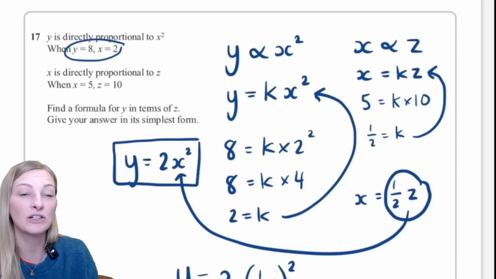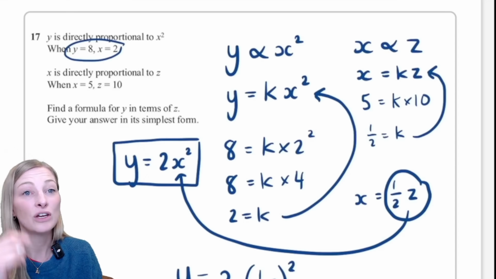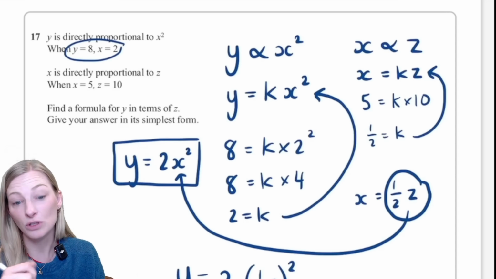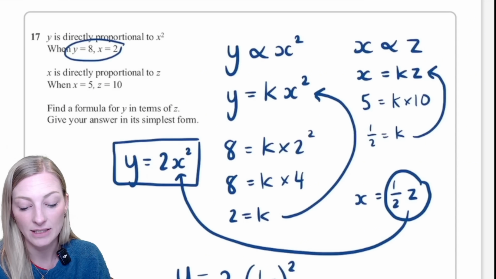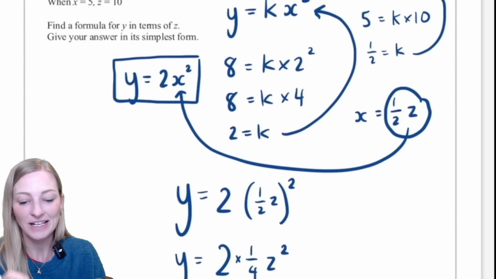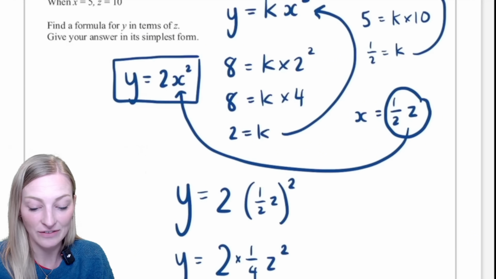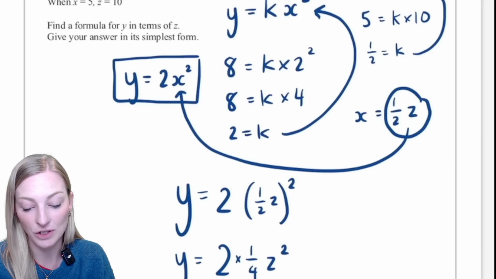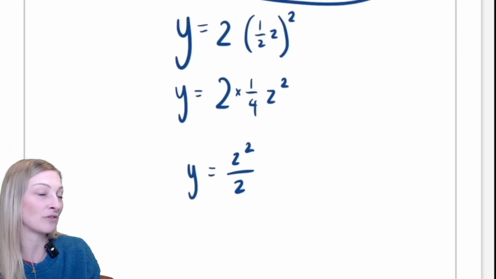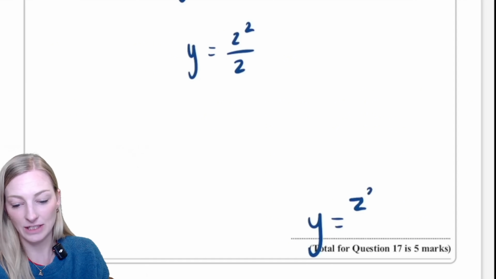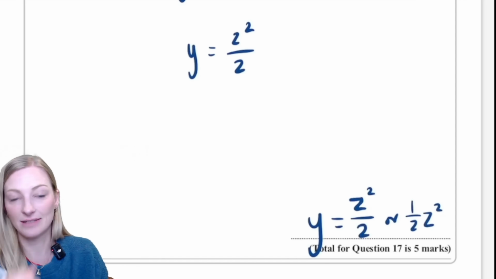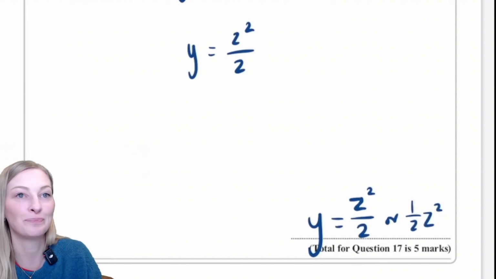When we square a fraction, we are multiplying it by itself, so 1 times 1 is 1, 2 times 2 is 4, so this is 2 lots of a quarter z squared, and that's why they've asked us to simplify it. 2 times a quarter is a half. So this is z squared over 2 or a half z squared. Either of those would be absolutely fine. So y equals z squared over 2 or a half z squared. Whichever one of those you wrote is absolutely fine.